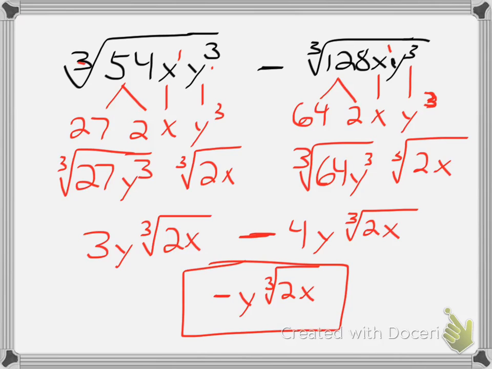So when I add and subtract radicals, if the radicands aren't the same, then I want to break them down as much as I can, and then see if I can add or subtract them, and then if I can, obviously I go ahead and do so.